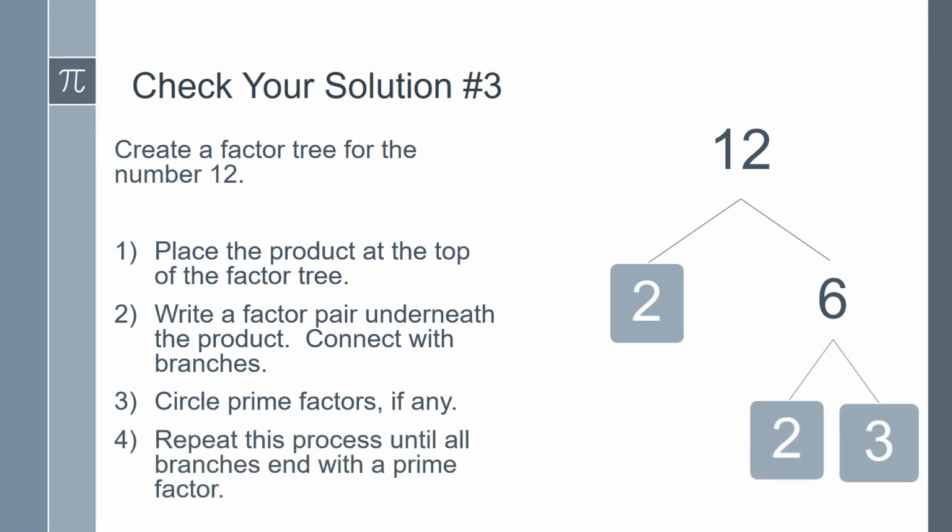Next, we repeat this process until all branches end with a prime factor. The factor pair of 6 is 2 times 3. 2 and 3 are both prime, so we circle them, and we see that all of the branches end with prime numbers. So we're done.